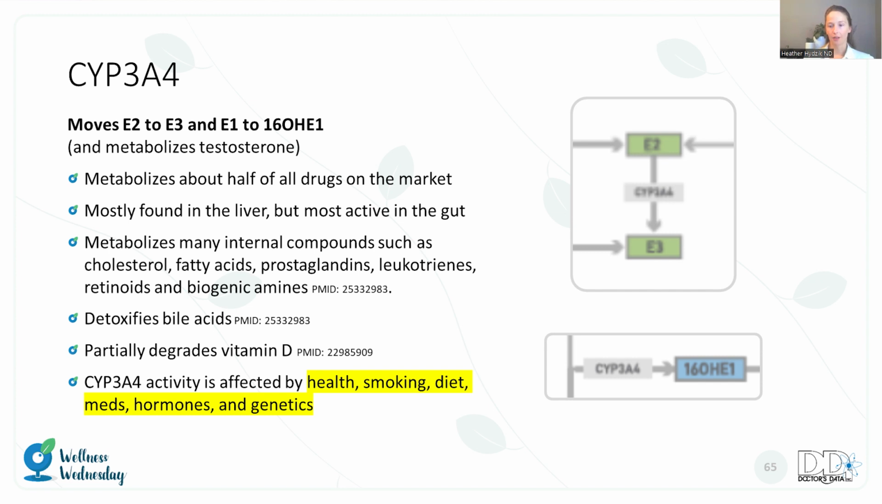CYP3A4, I think, doesn't get as much attention, but it moves estradiol to estriol, and then it moves estrone to 16-hydroxyestrone. It also deactivates testosterone to biologically less active metabolites. And then caffeine, testosterone, progesterone, and androstenedione are substrates of the 3A4 enzyme system, and so are various pro-carcinogens, including aflatoxin B1, polycyclic aromatic hydrocarbons also.